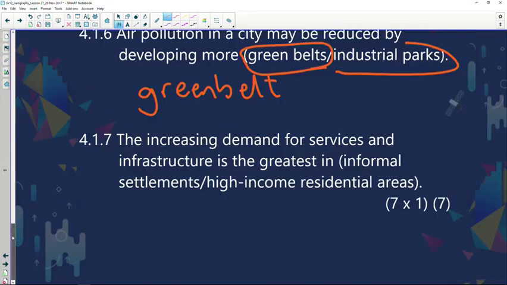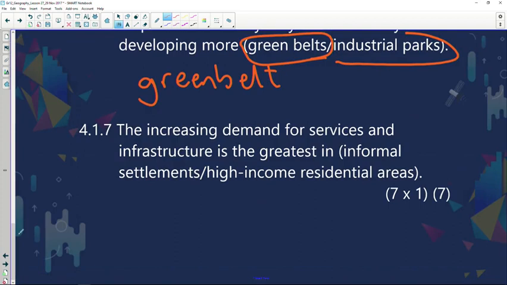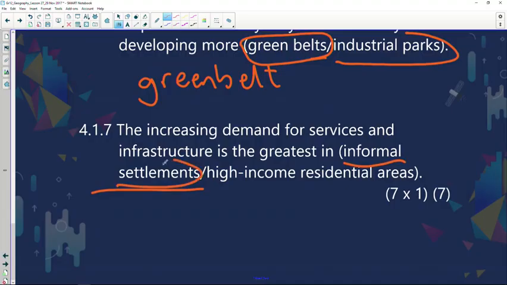If you look at question 4.1.7, the increasing demand for services and infrastructure is the greatest where? With informal settlements. Informal settlements, we discussed it in the previous episode. It lacks basic needs and services. So what's the demand over there? They want clean drinking water. They want sewerage. They want better infrastructure like roads, proper housing. They don't want to live in shacks. So obviously, there's a big necessity for infrastructure and services in the informal settlement.